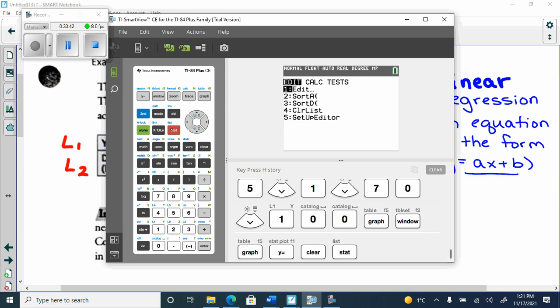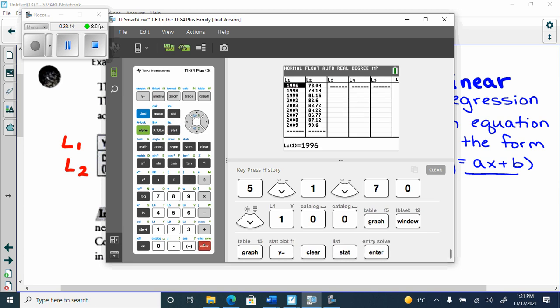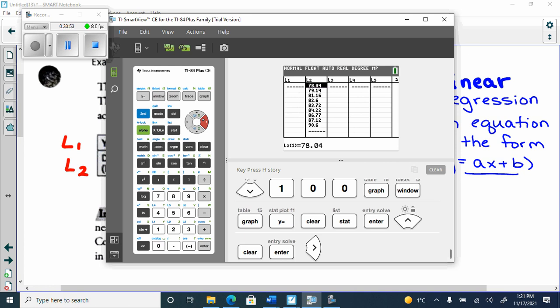Stat. Edit. We're back to A. How do we clear these? Clear. Oh, gosh. Yeah, we go up, clear, enter. Over, up, clear, enter.